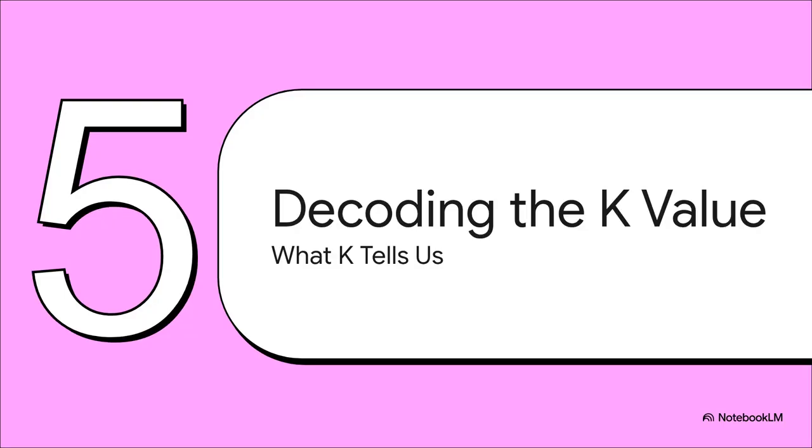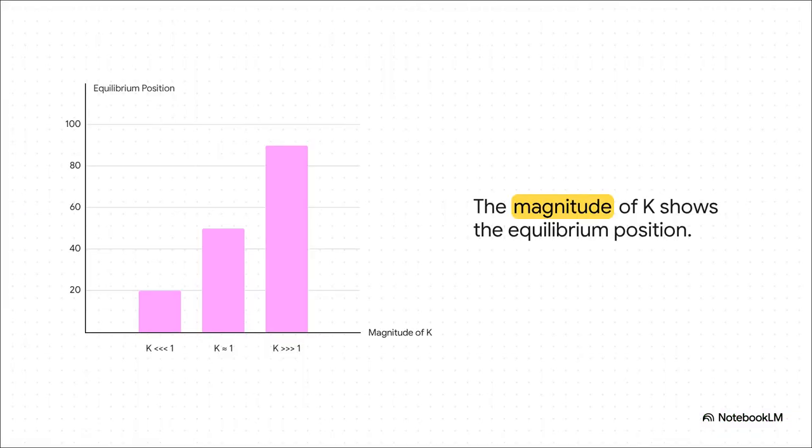All right, so we know how to find K. But what does the number itself actually mean? This is the fun part. Let's decode the value of K and see what it tells us about how a reaction is going to turn out. The size of K tells you the whole story. If K is a really big number, way bigger than 1, it means the reaction heavily favors making products. At equilibrium, you'll have mostly products. If K is a tiny number, a small fraction, it means the reaction favors the reactants. It barely even gets going. And if K is somewhere around 1, well, you're going to have a nice balanced mixture of everything.